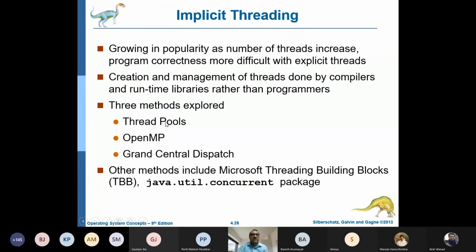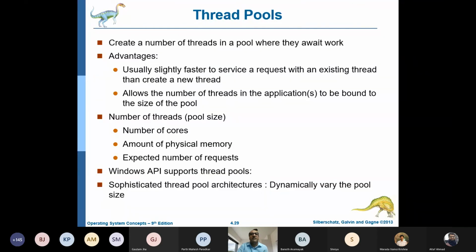There are three different methods we'll look into: thread pools, OpenMP, and Grand Central Dispatch. These are three different ways that can be used to introduce implicit threading. There are also other methods. In the case of Microsoft, it supports Thread Building Blocks, with which threading can also be introduced in a semi-automatic way. We'll see them one after another.